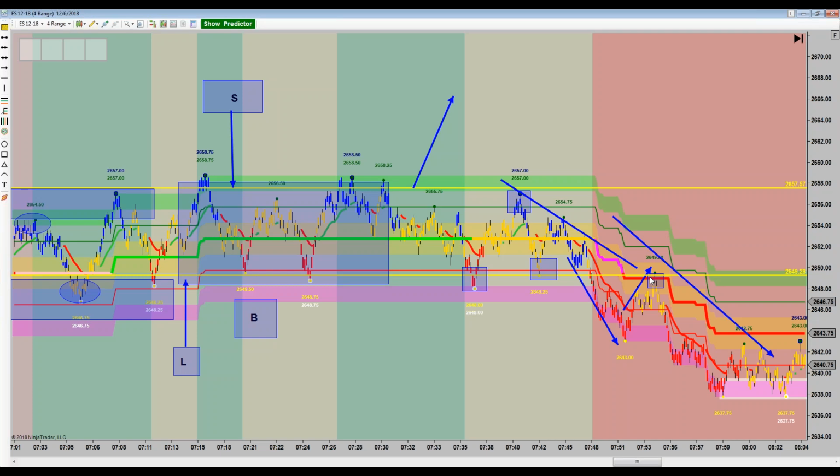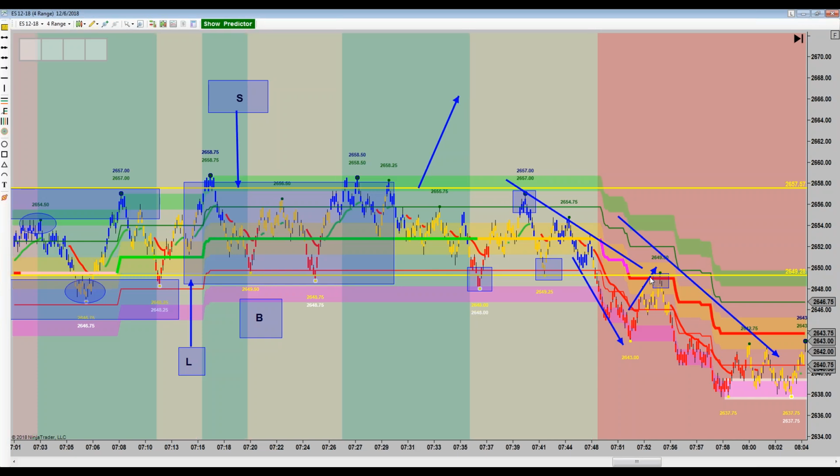Here's what I'm going to suggest, okay? For those of you who dislike ranges, I'm going to make a suggestion to you. A lot of it has to do with what instrument you're trading. For instance, the ranges on a Russell are a lot different than ranges on ES, right? Ranges on gold and crude oil are different than ranges on ES.